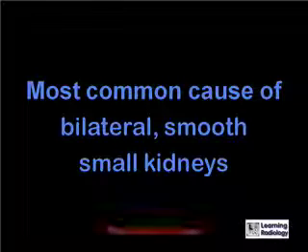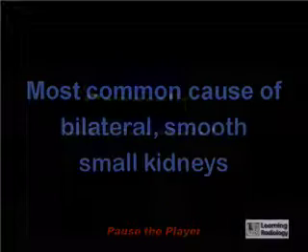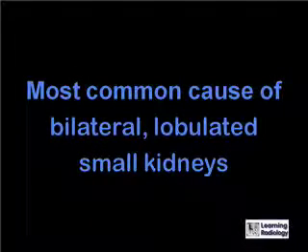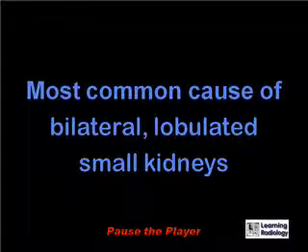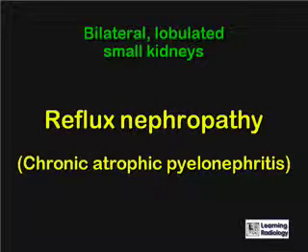What is the most common cause of bilateral smoothly marginated small kidneys? Generalized arteriosclerosis, nephrosclerosis. What is the most common cause of bilateral, lobulated, small kidneys? Reflux nephropathy, chronic atrophic pyelonephritis.